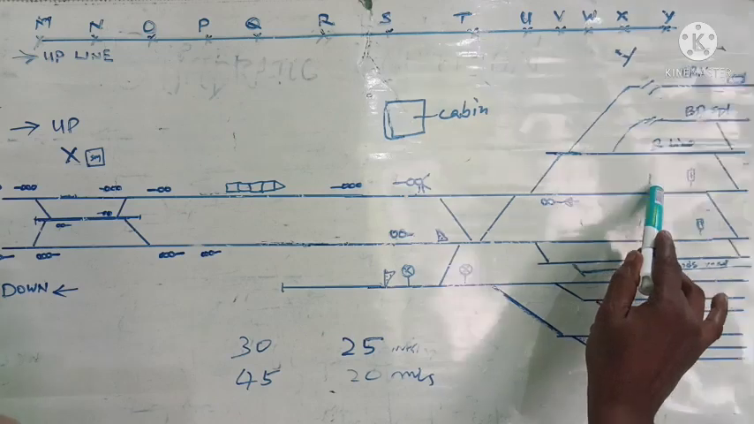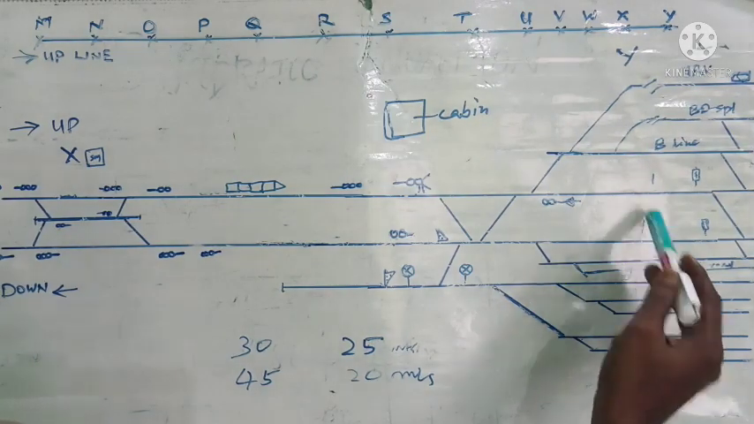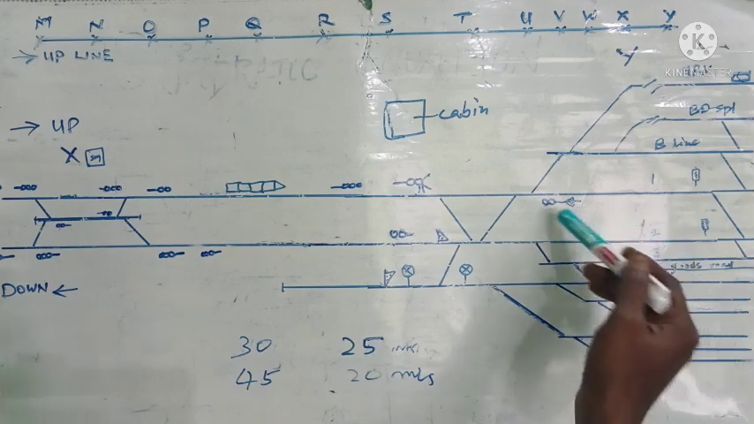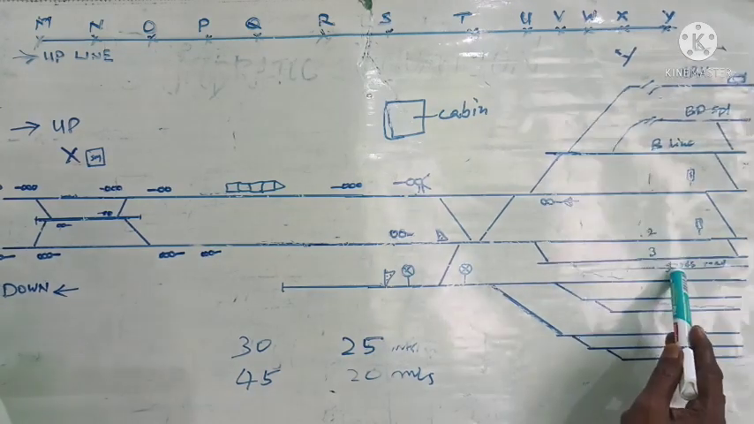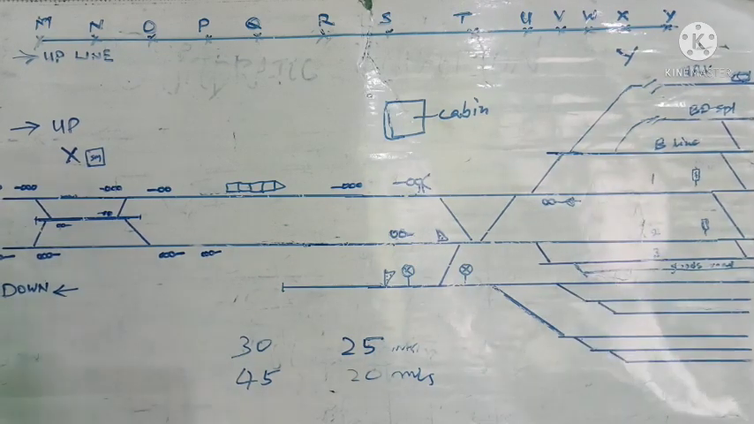Here we are having road 1, road 2, road 3 lines where we can receive and dispatch the passenger carrying trains. Here there is a goods road originating from this road 3. Here is a goods road in which only goods trains can be received and dispatched.